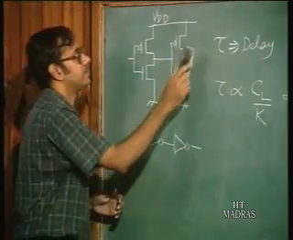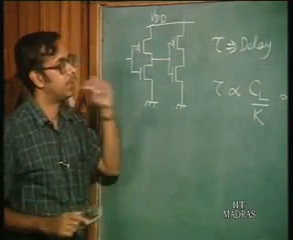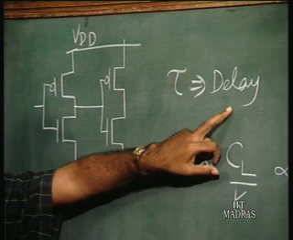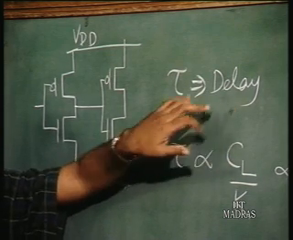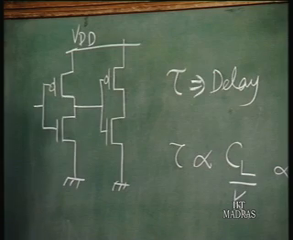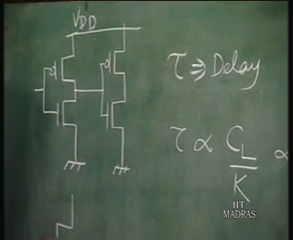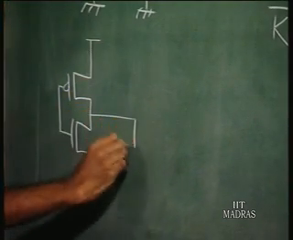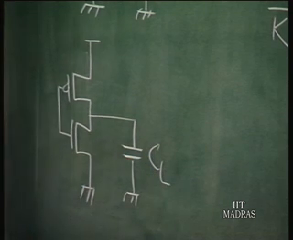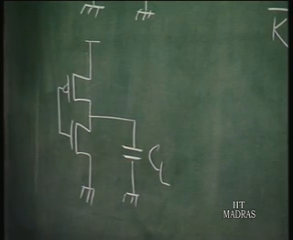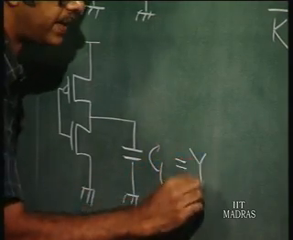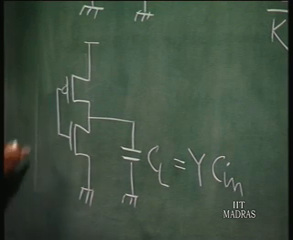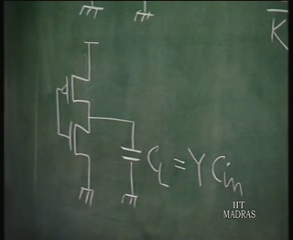All right. So, tau is the delay for this inverter if it is driving a similar inverter. Let us call that delay equal to tau. Now, suppose this same inverter is driving a capacitive load CL, say, and suppose CL is equal to Y times the Cin of this same inverter, that is, the input capacitance of the same inverter. What is going to be the delay?